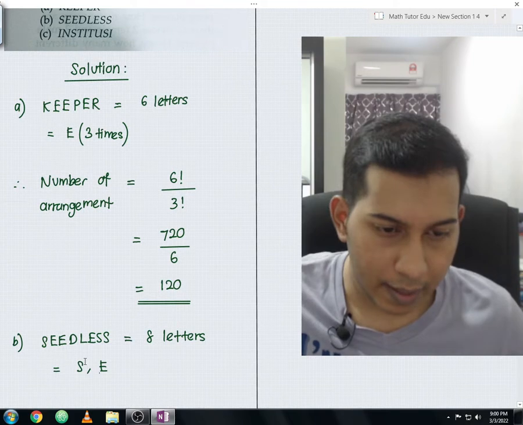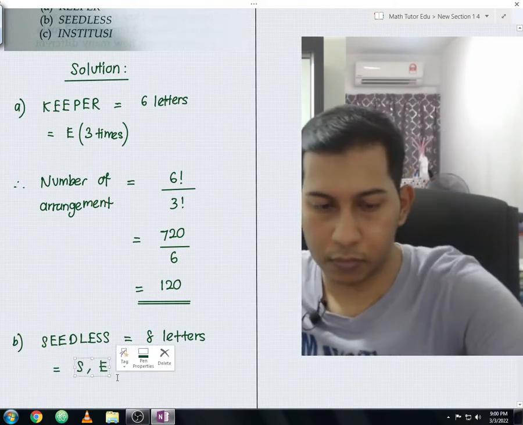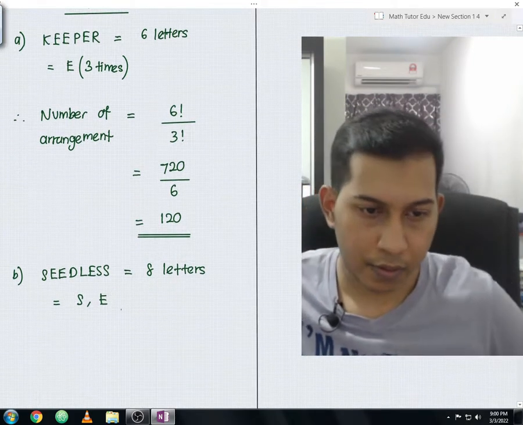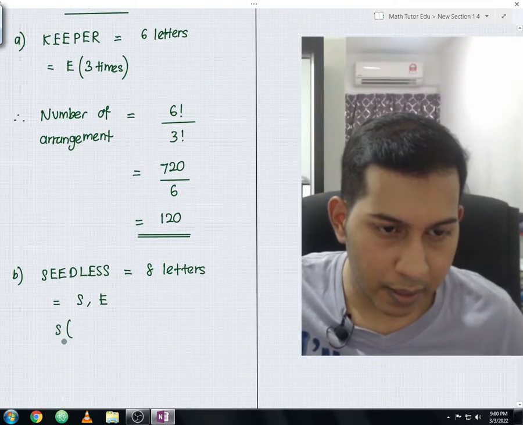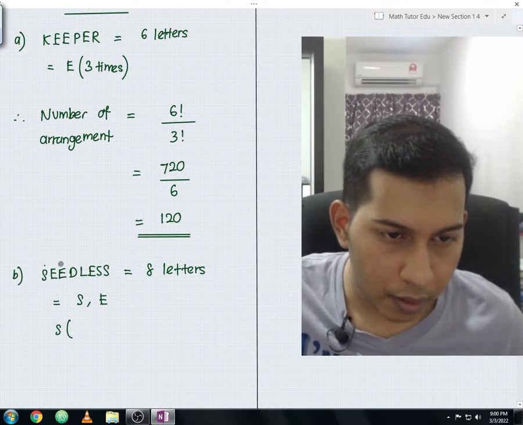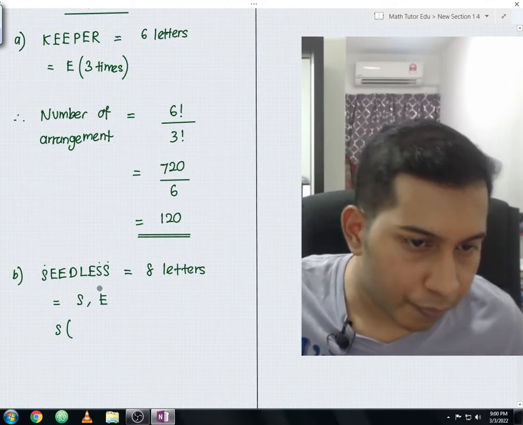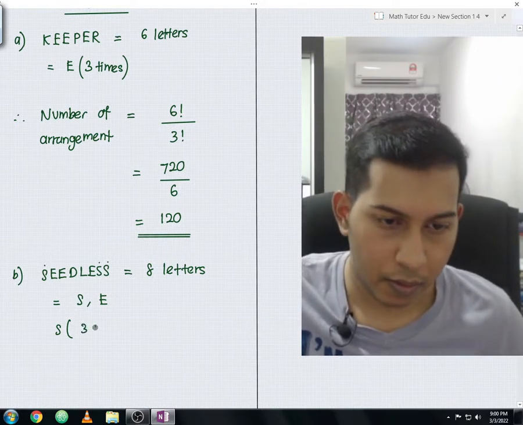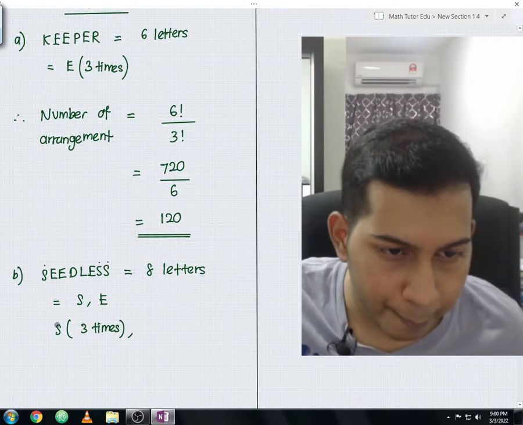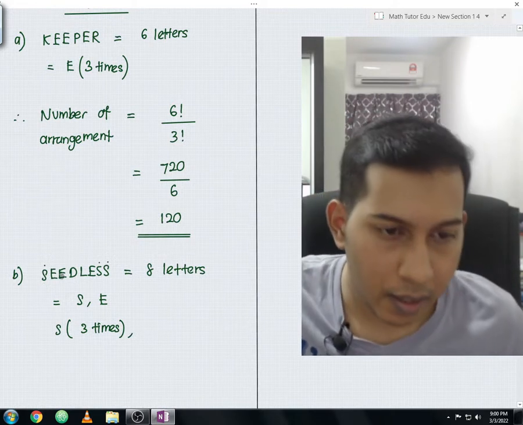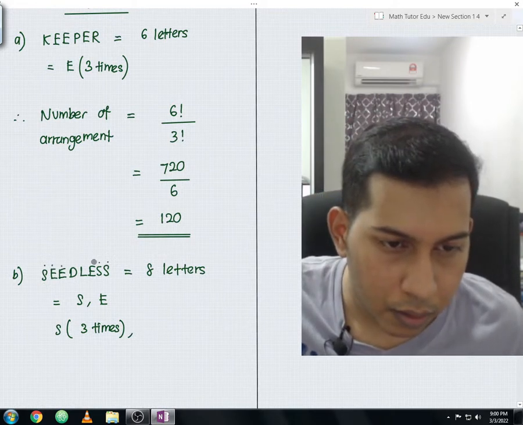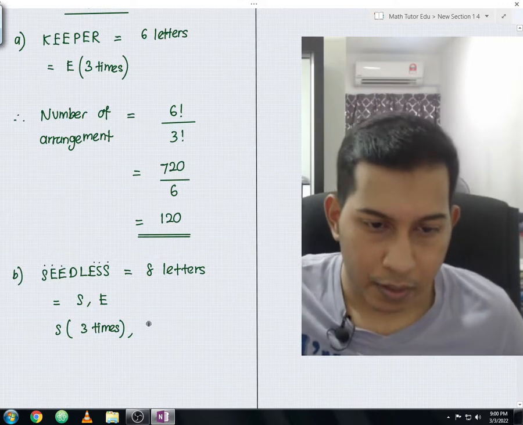Okay, let us start with the letter S. So from here, S is being repeated for 1, 2, 3 times. So S is being repeated for 3 times. And then followed by E. So you calculate the number of repetitions for letter E. It is 1, 2, 3, also 3. So E also 3 times.